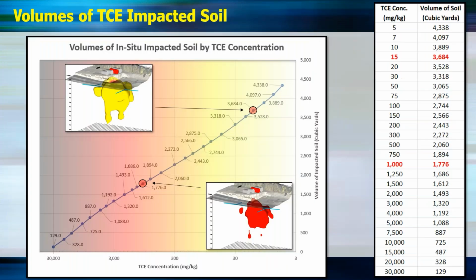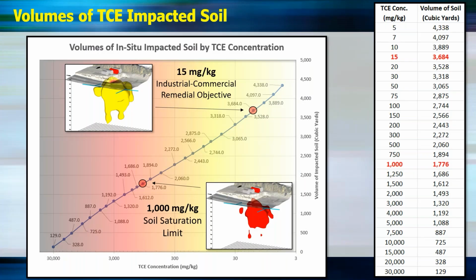We could also calculate the volumes of impacted soil at any concentration. So we have that both in graphical view on the left side here and in tabular view on the right side, where we have a TCE concentration from 5 to 30,000 and the volume of soil at each of those concentrations. Why each of those in red is shown is that 15 milligrams per kilogram, which is our objective at the site, is the industrial commercial remedial objective. So if we meet that objective, we don't need to have any encumbrances on the property. No institutional controls are needed. That is our remedial goal for the site.